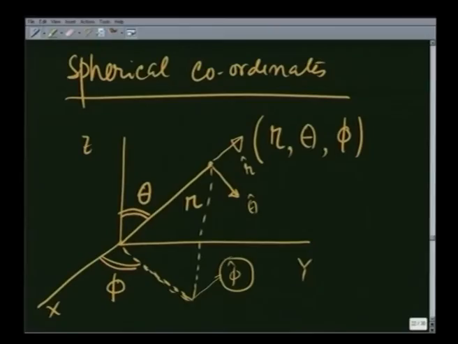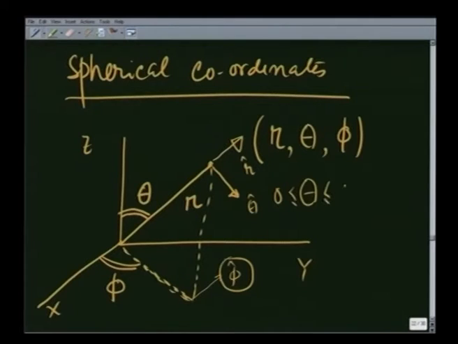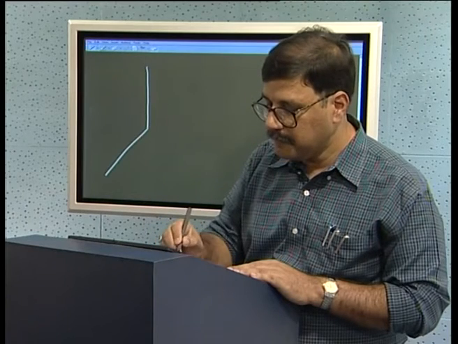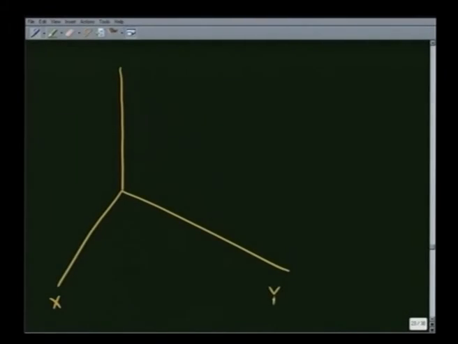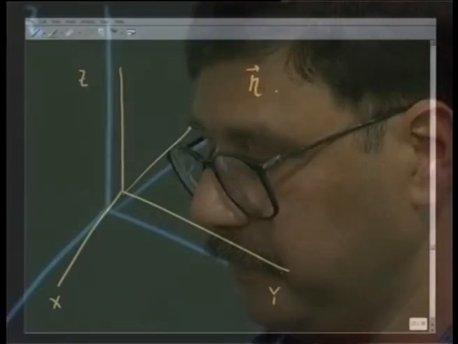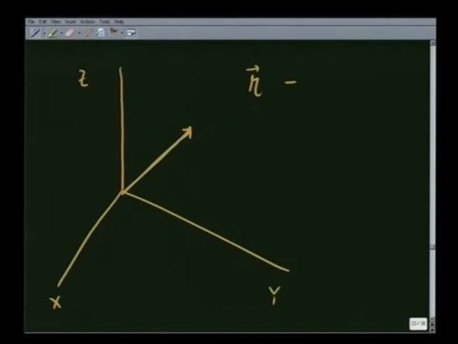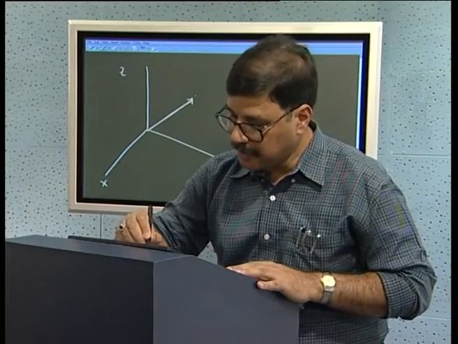I just want to mention here that theta in this case varies from 0 to pi and phi varies from 0 to 2 pi, and I leave it for you to work out that this covers the entire space, and r obviously varies from 0 to infinity. Let us then see that I am representing a particle by vector r, this vector r, which is r again, where unit vector r is in this direction.